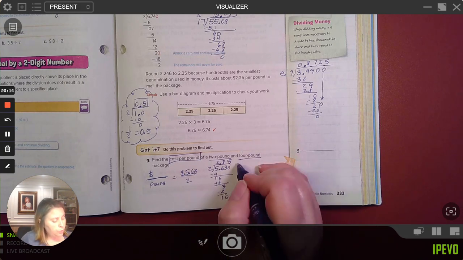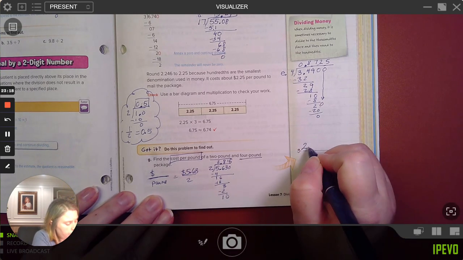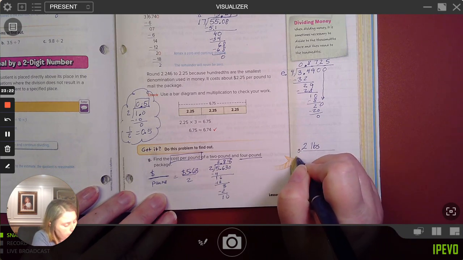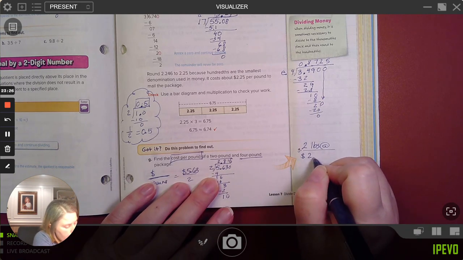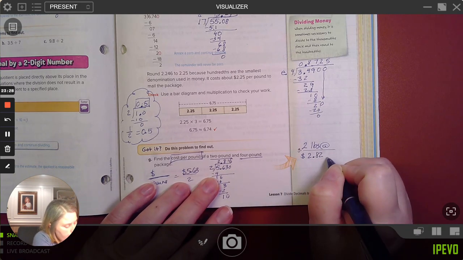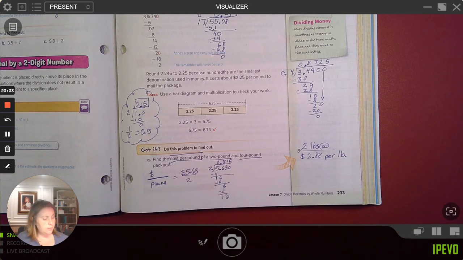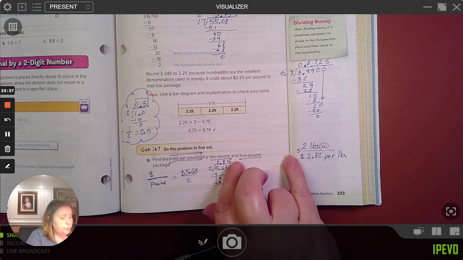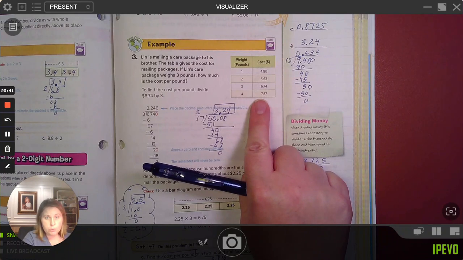Okay, so 2 pounds. Okay, the price per pound is, so 2 pounds at $2.82 per pound. Okay, and then let's do the same thing for our 4-pound package. Our 4-pound package is $7.87. So we want to find the price per pound.